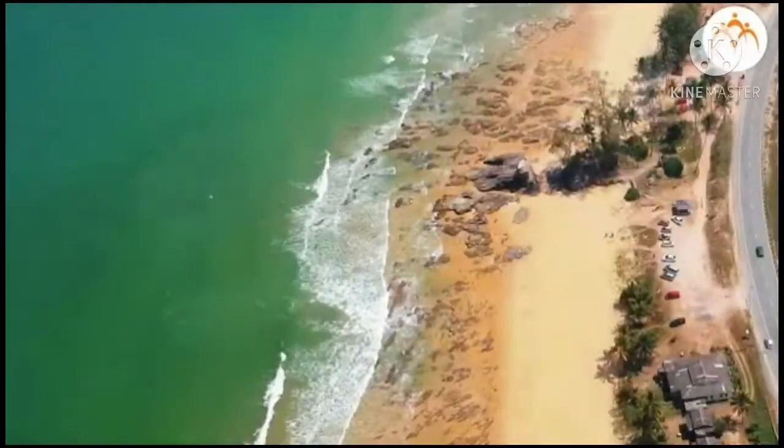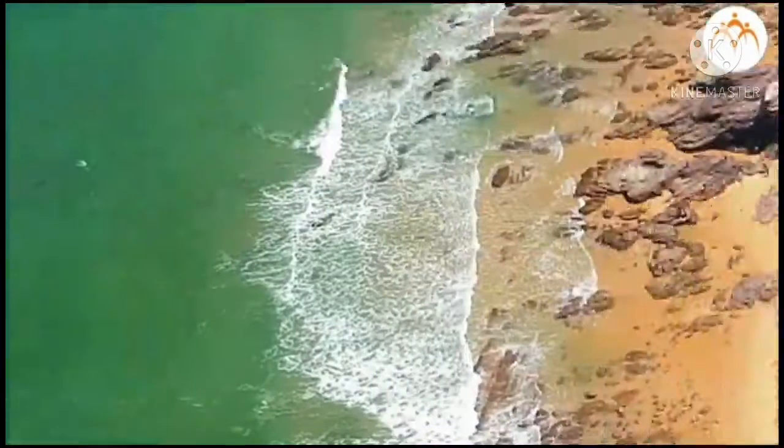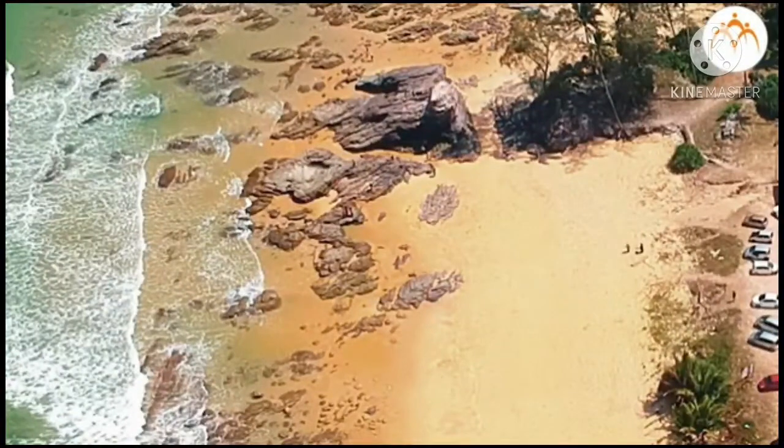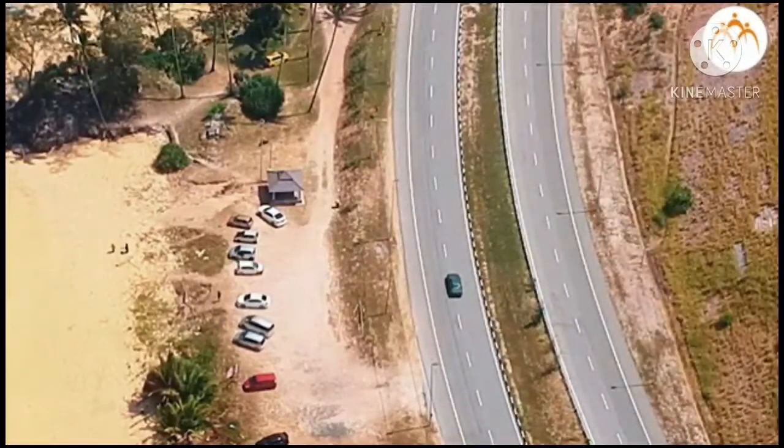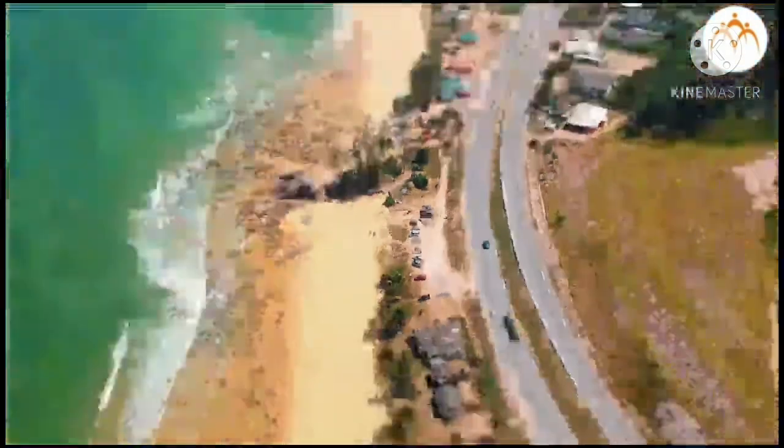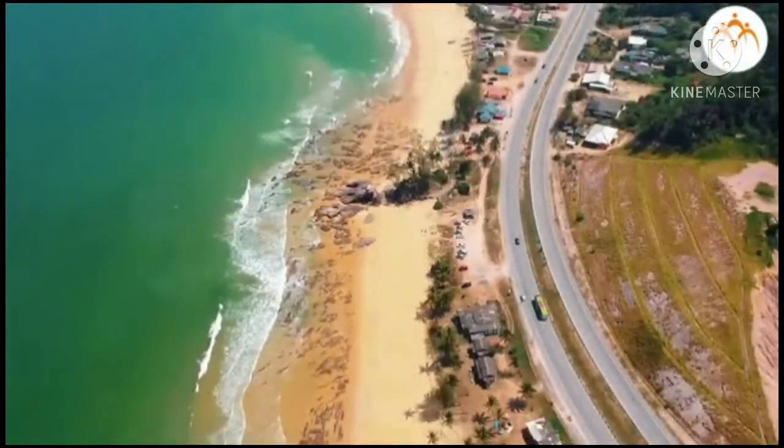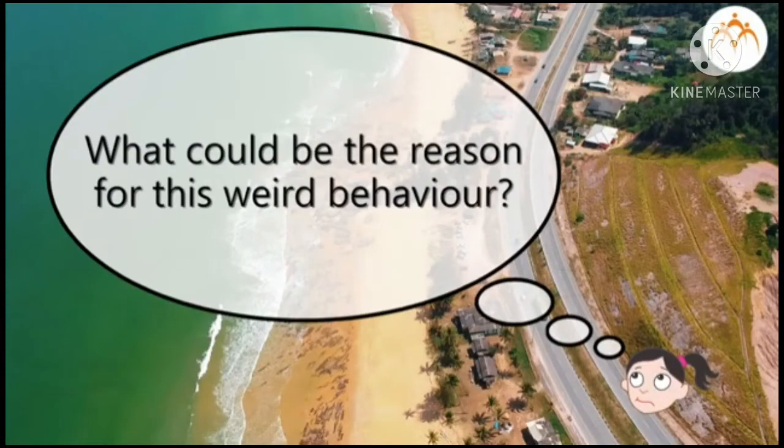If you happen to visit the beach in summertime, you must have noticed that water is cooler than the sand which is next to it. Tar road next to the sand is much hotter than the sand. All are equally heated by the sun rays. What could be the reason for this weird behavior?